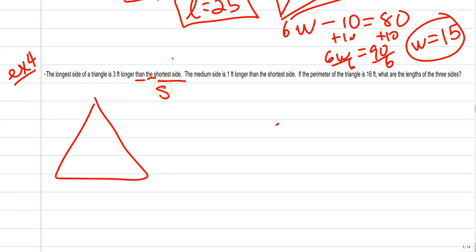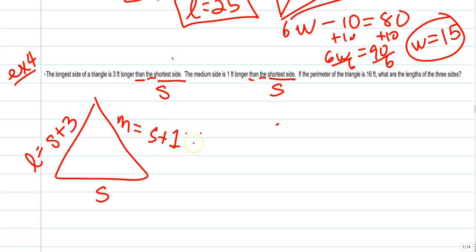I'm going to call that S. The medium is 1 foot longer than the shortest. That's our S. We're comparing everything to this shortest side. In fact, the longest side is 3 longer than the shortest, so that would be just the shortest plus 3. And that's basically the longest side, right? The medium side, M, is 1 foot longer than the shortest, so that would be the shortest plus 1.